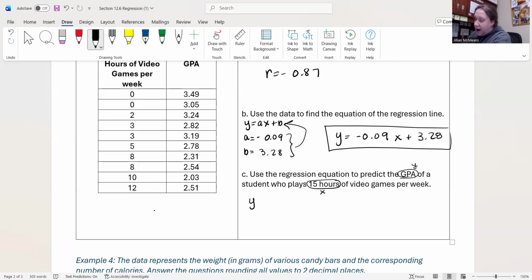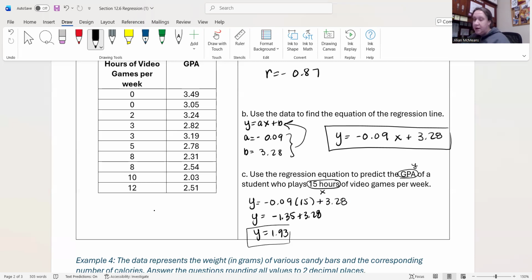Okay, so we have y equals -0.09 times x, which would be 15 in this case, plus 3.28. I'm going to use just the handheld calculator to do this part. So I'm going to take -0.09 times 15, and I get -1.35 plus 3.28. And I get y equals 1.93.